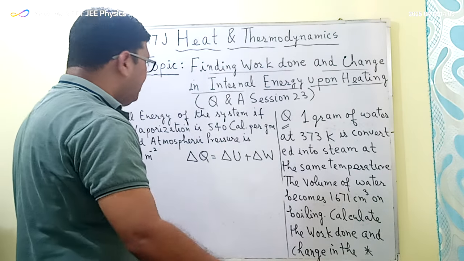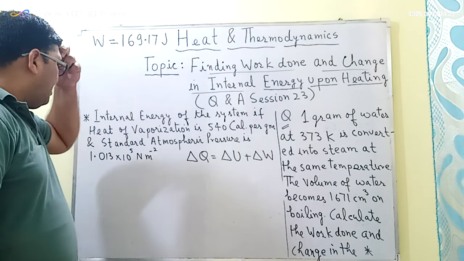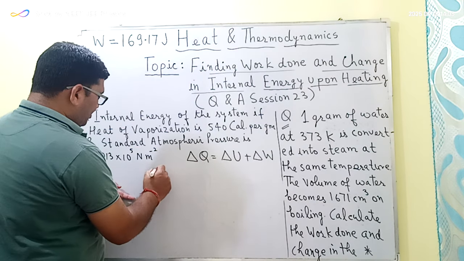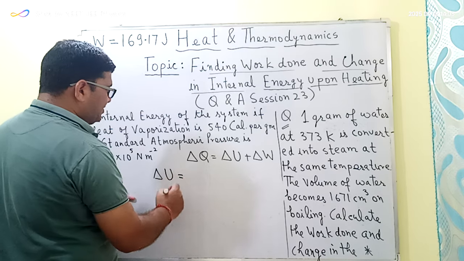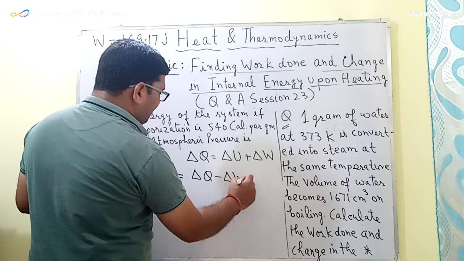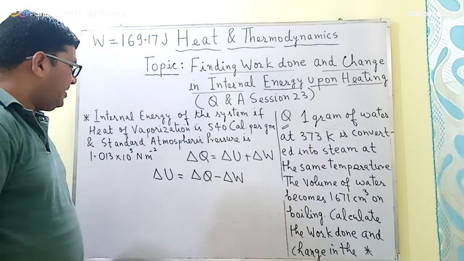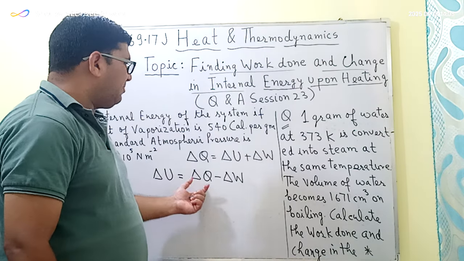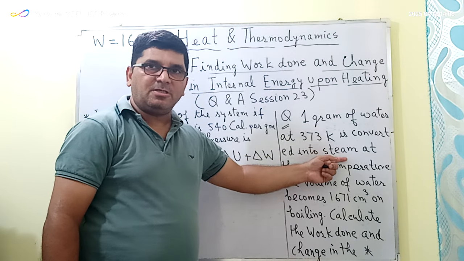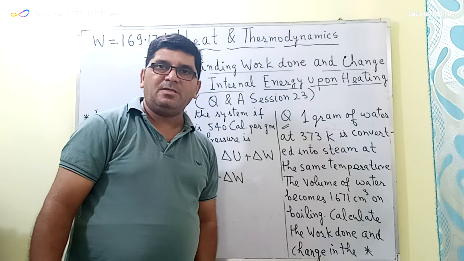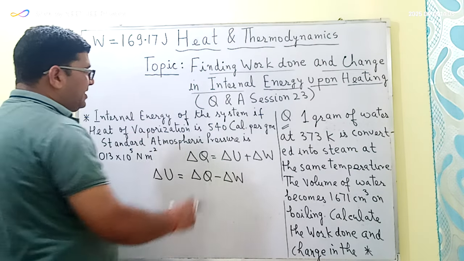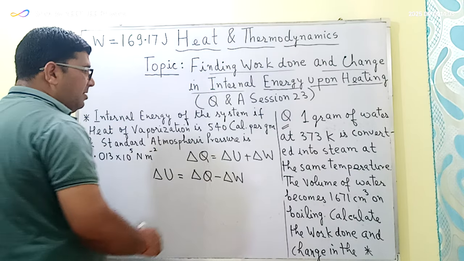Now the second part of this question is the calculation of the change in the internal energy of this system. So delta U, which is the change in the internal energy of this system, is equal to delta Q minus delta W. So delta W has been calculated. Now we have to find the value of delta Q. Delta Q is the amount of heat supplied. Now here the water is getting converted into steam at the same temperature, so the water will be absorbing the latent heat of vaporization. So here the heat of vaporization is given to us as 540 calories per gram.